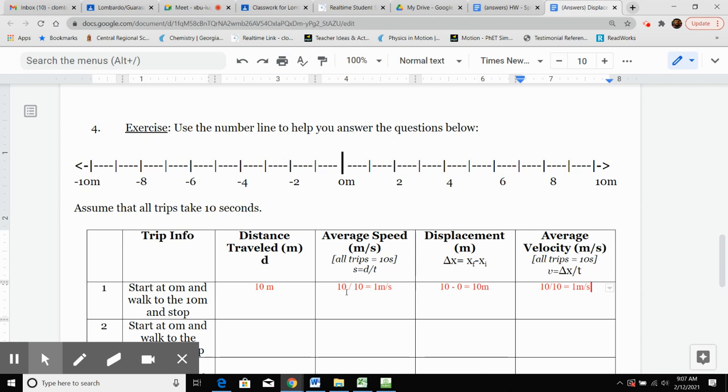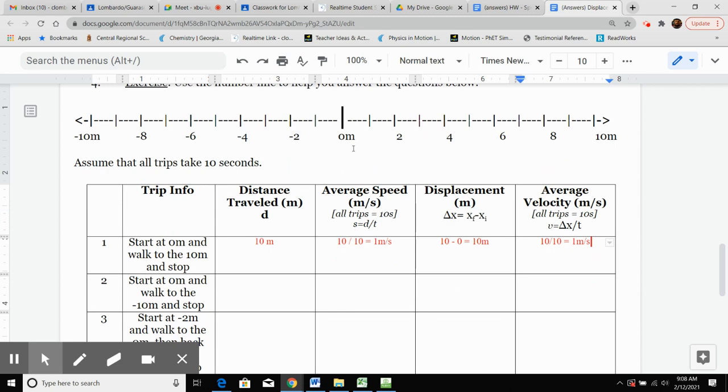So right here, you can have the same exact speed and average velocity. You can have the same average speed and average velocity. Now here, we're going to start at 0 and walk to the negative 10. How far did you move? 10 meters. That would be it for displacement.